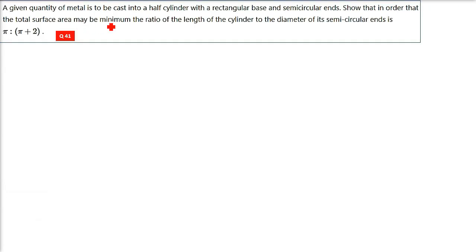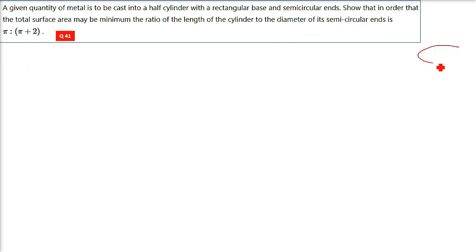Diameter equal to side. A given quantity of metal is to be cast into a half cylinder with a rectangular base and semicircular ends. Show that in order that the total surface area may be minimum, the ratio of the length of the cylinder to the diameter of its semicircular ends is pi by pi plus 2.